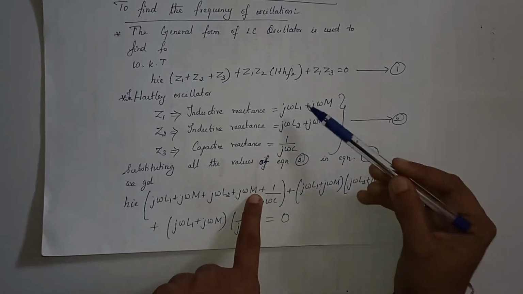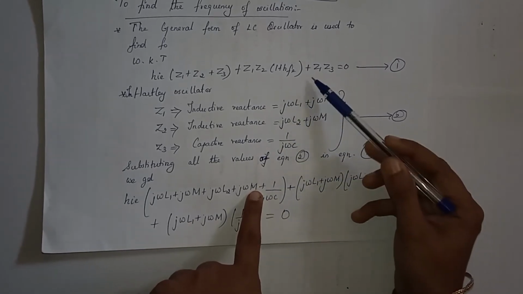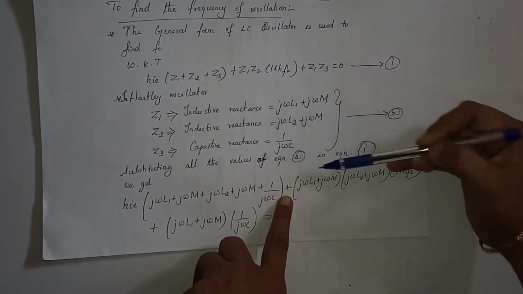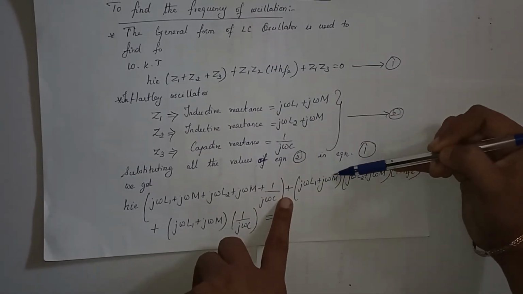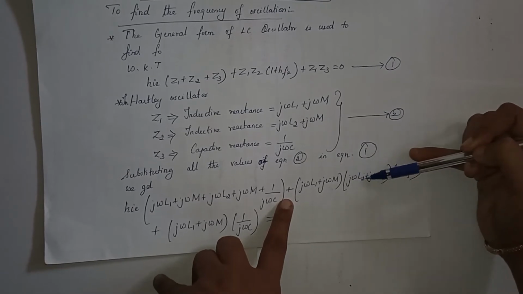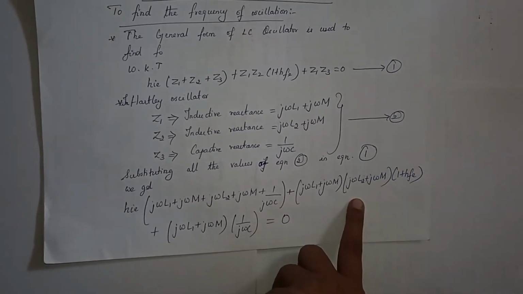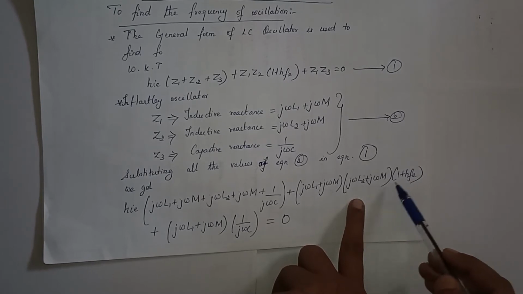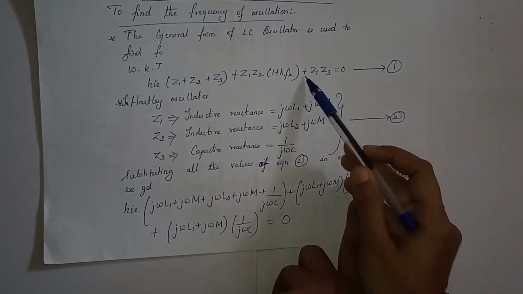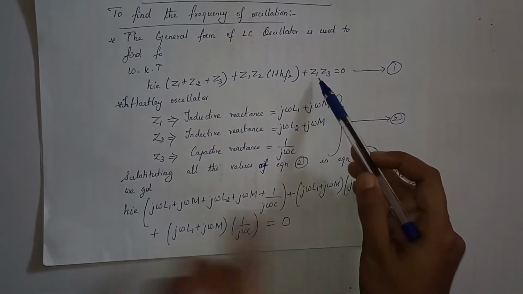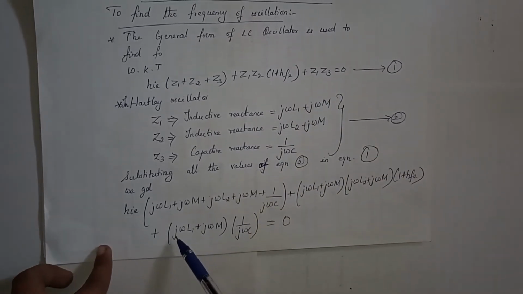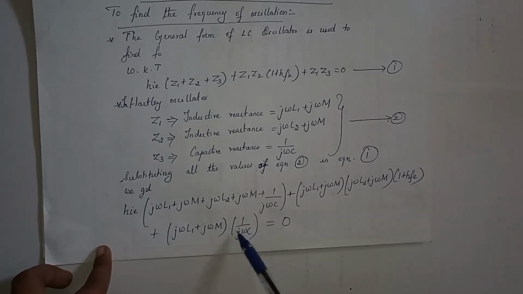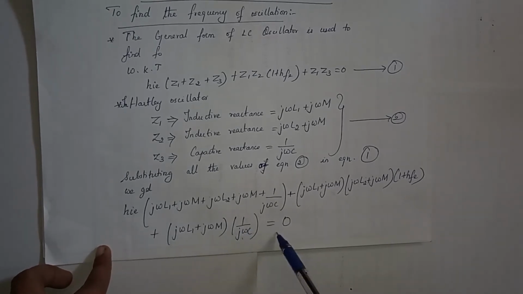Just substitute the values of Z1, Z2, Z3 in this equation. So next I'll be getting plus Z1. The Z1 value is j omega L1 plus j omega M, into Z2. The Z2 value is j omega L2 plus j omega M, into 1 plus HFE, plus Z1 into Z3. The Z1 value is over here, j omega L1 plus j omega M, into 1 divided by j omega C, is equal to 0.